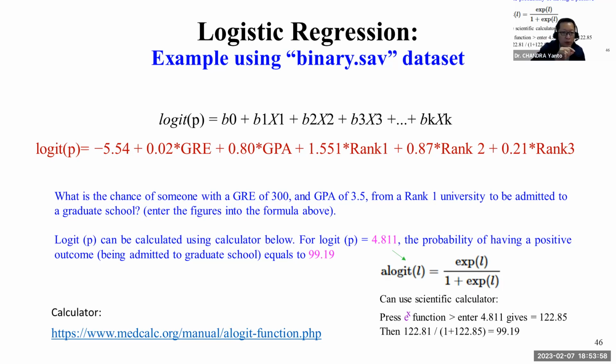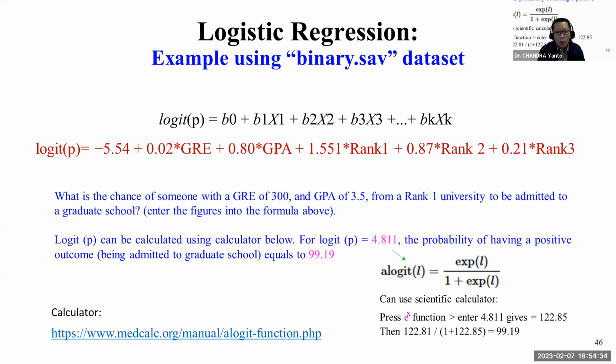300 multiplied by 0.02, and then you add that with GPA of 3.5 multiplied by 0.8. Look at the formula: rank 1 is 1.551, and you remove the rest. Rank 2 and rank 3 become 0. So minus 5.54 plus 0.02 multiplied by GRE, which is 300, plus 0.8 multiplied by GPA, which is 3.5, plus 1.551 multiplied by rank 1, which is just 1. And you add that up, and logit(P) has a value of 4.811.